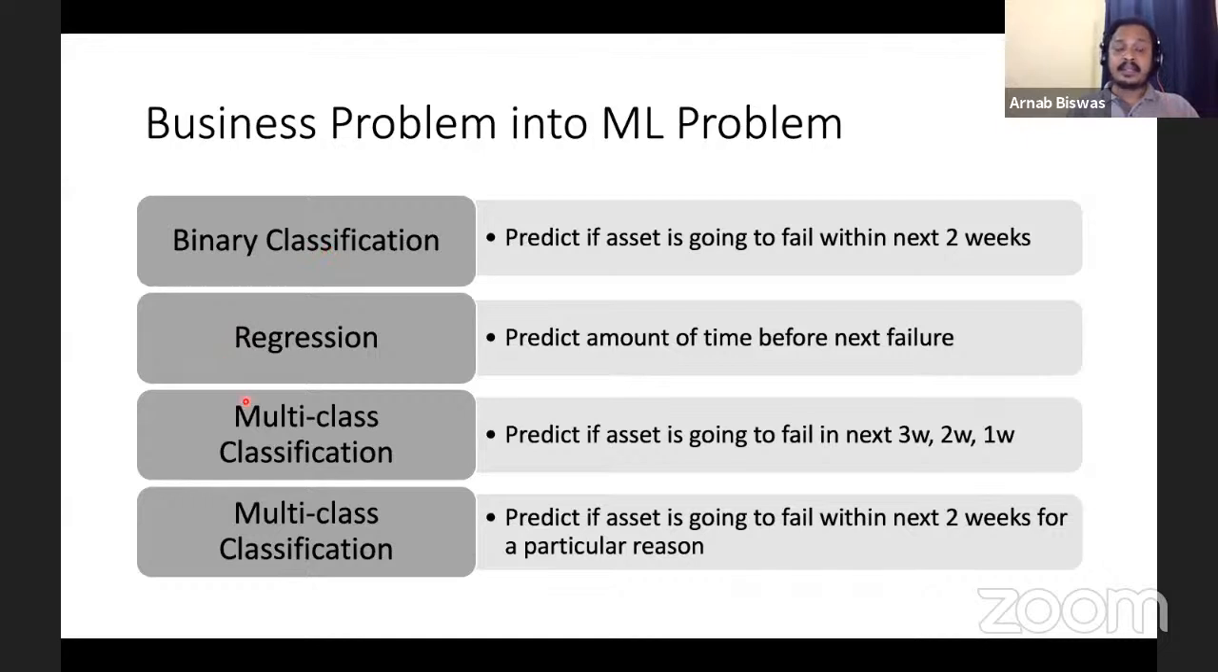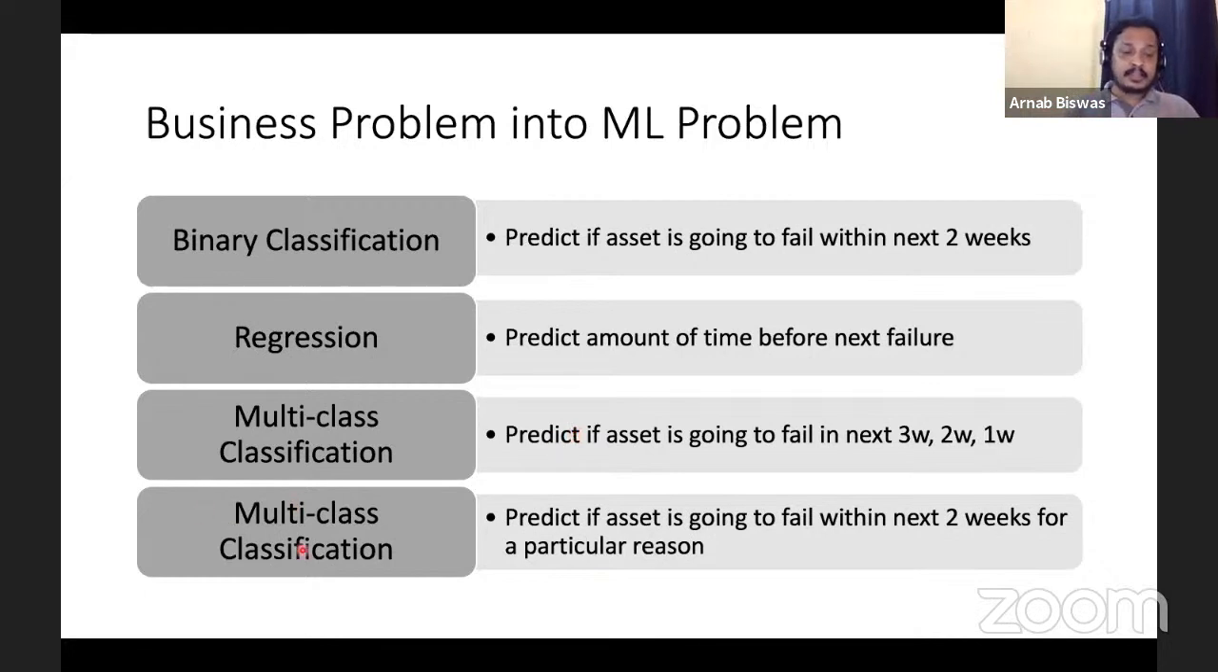We can handle it as a multi-class classification. In that case, the problem statement becomes something like this. Predict if an asset is going to fail in the next 3 weeks, or in the next 2 weeks, or in the next 1 week, or it's not going to fail in the near future. So we have 4 states here.